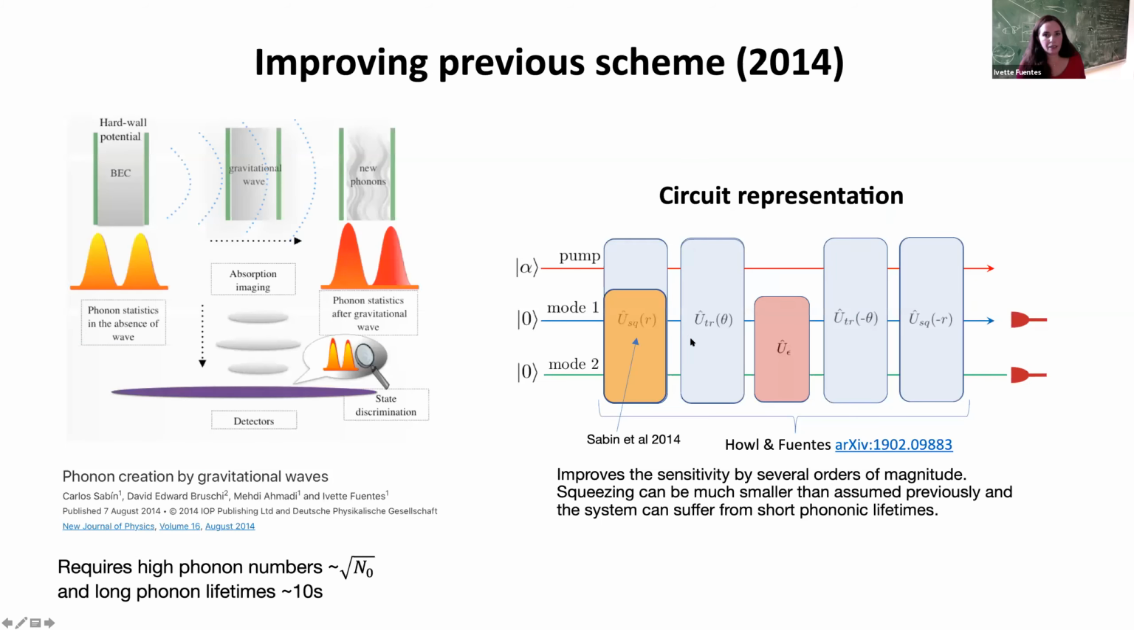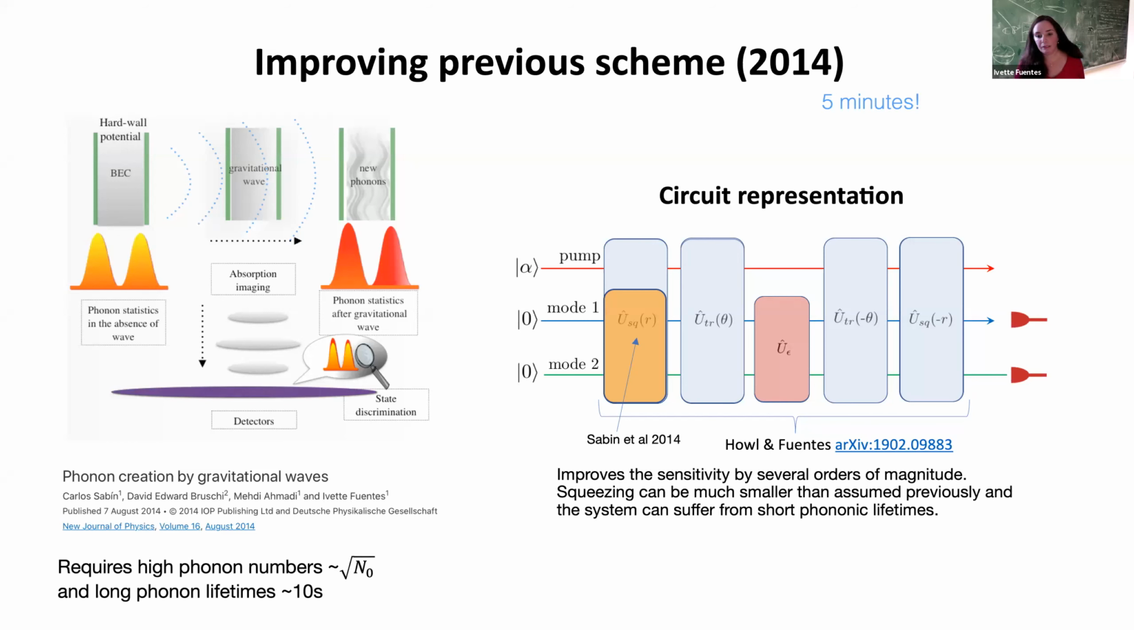So we came up with this idea in 2014, but in 2014, we were only considering two modes, squeezing them, and immediately measuring. And what that required was high phonon numbers, so high squeezing, which some people wrote a few papers criticizing, saying that it was not possible to get those degrees of squeezing. And also, at that time, people knew very little about how long phonons can live at different frequencies. So we made an educated guess based on some papers, but the criticism was really focusing on the fact that it was not possible with today's technology to get these long phonon times.